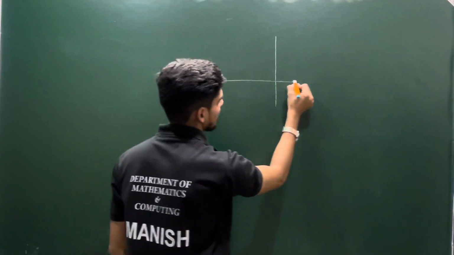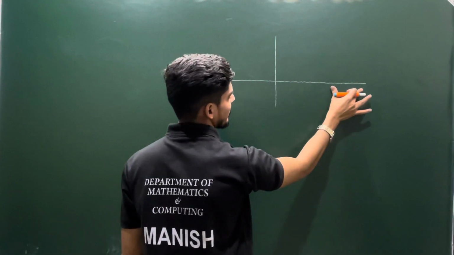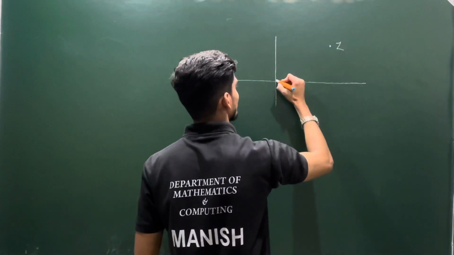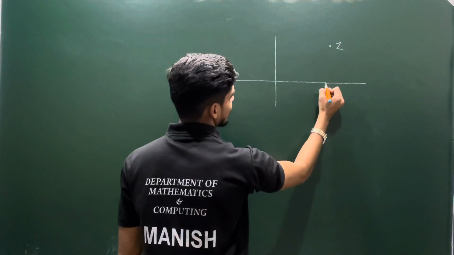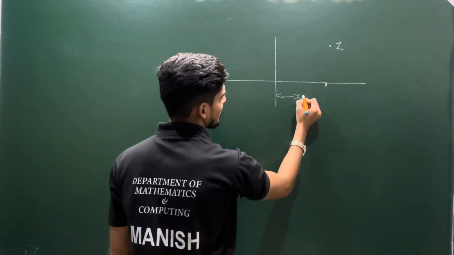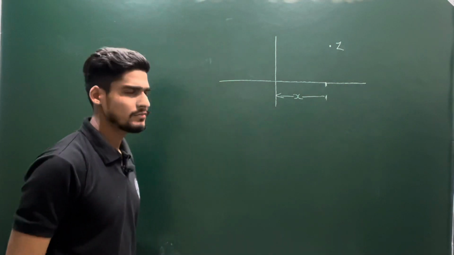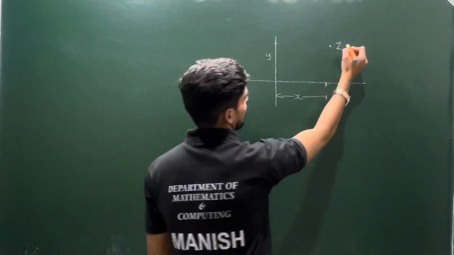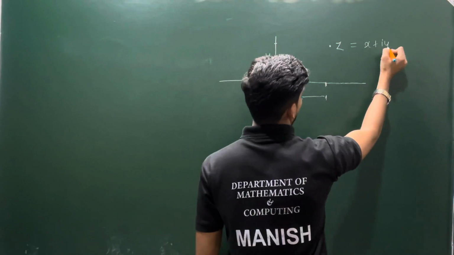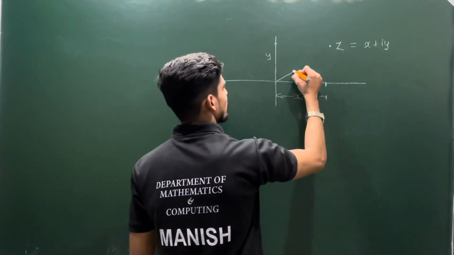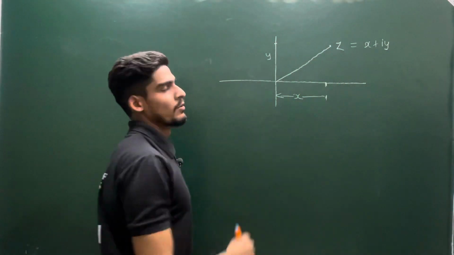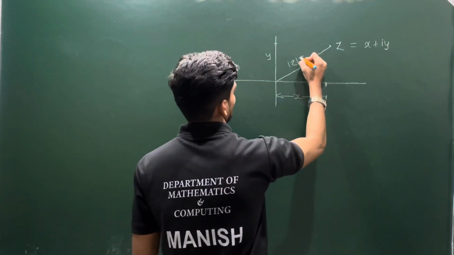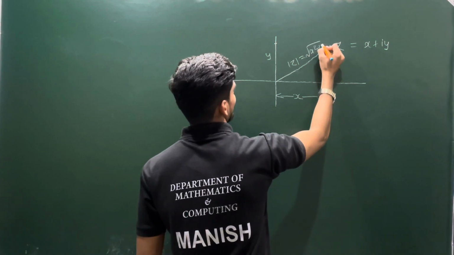Now, this is my Argand plane, this is my real axis, this is my imaginary axis. Suppose you are having a complex number z. This distance is the x part, and this is your y part. So your complex number is x plus iota y, and this is the distance of this complex number from the origin, which you have computed as the square root of x square plus y square.